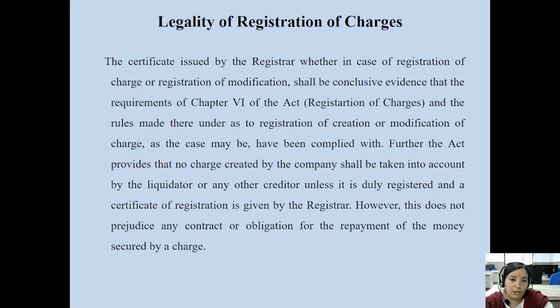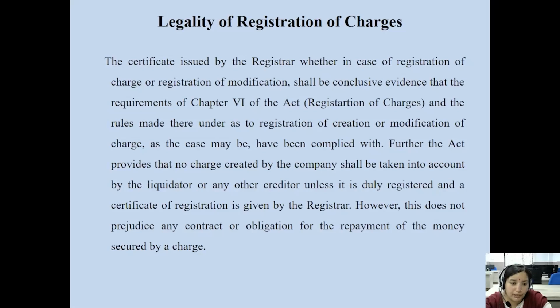The certificate issued by the registrar, whether in case of registration of charge or registration of modification, shall be conclusive evidence that the requirements of this particular chapter of the Act, registration of charges, and the rules made in this Act for the purposes of registration of creation of charges, modification of charges, whatever the case may be, have been duly complied with.